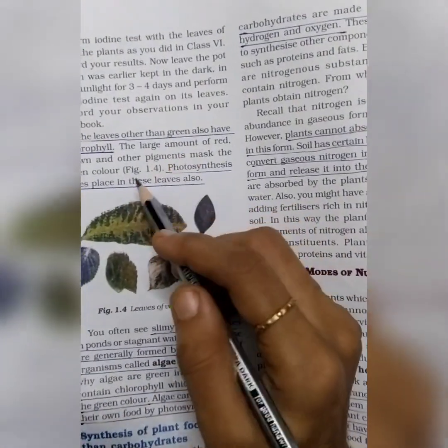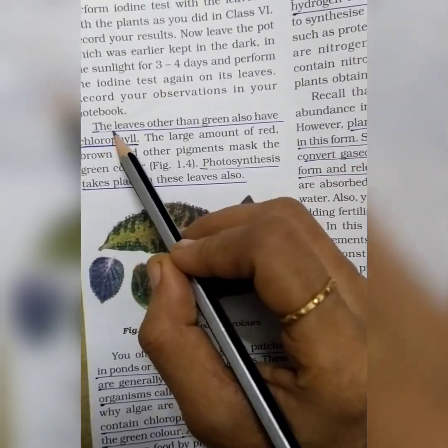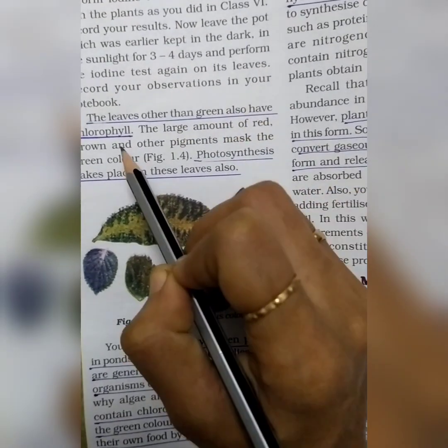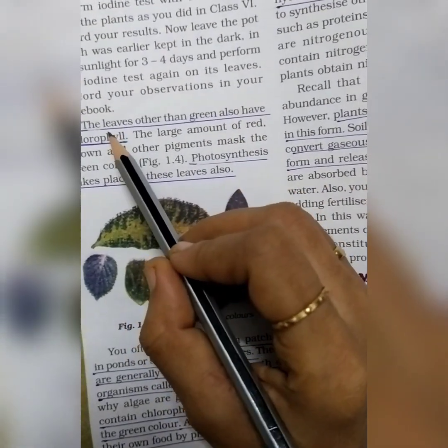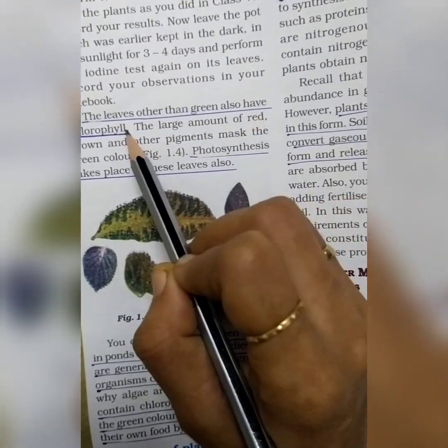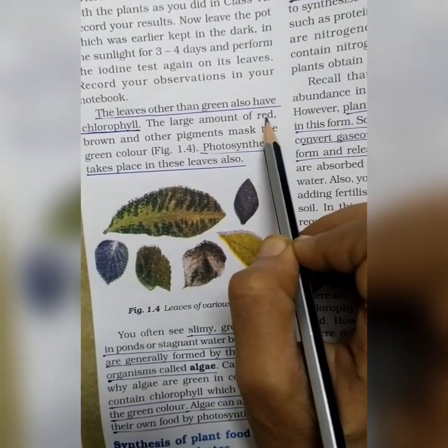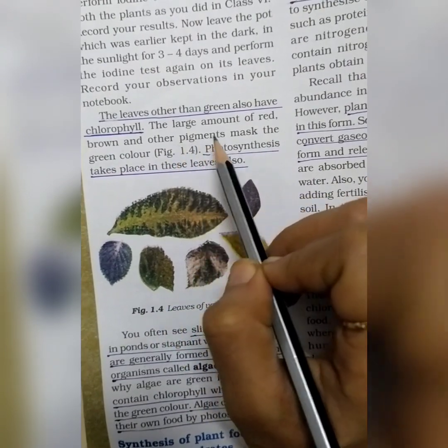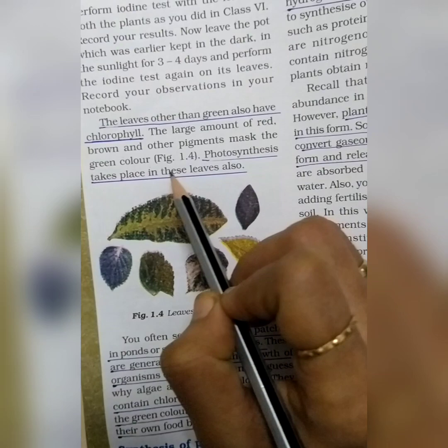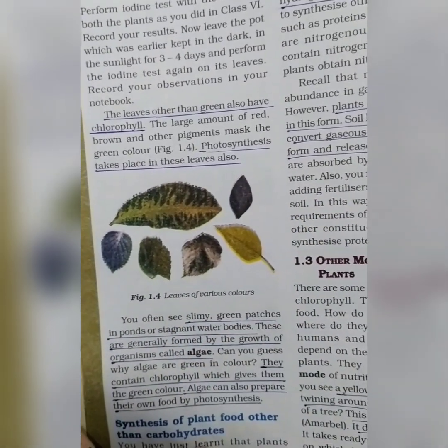Okay children, here you can see the leaves other than green also have chlorophyll. The large amount of red, brown and other pigments mask the green color. Photosynthesis takes place in these leaves also.